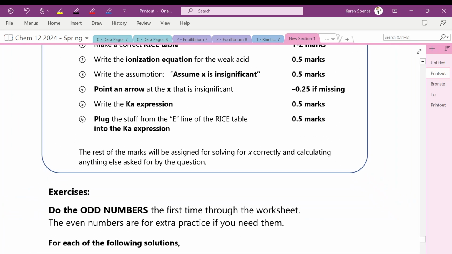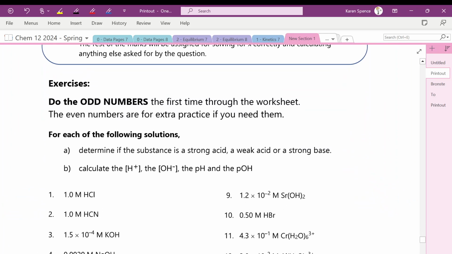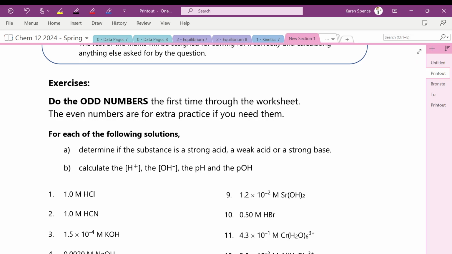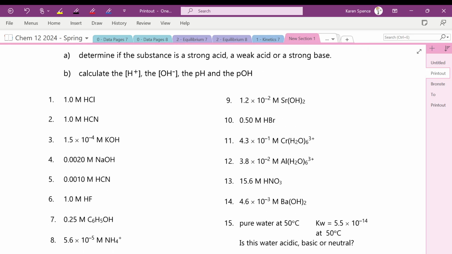Now, here we have some questions. I asked people to do numbers 1 through 9 in my other block, so I'm going to ask you guys to do numbers 1 through 9.